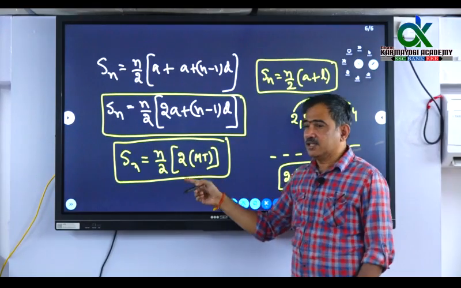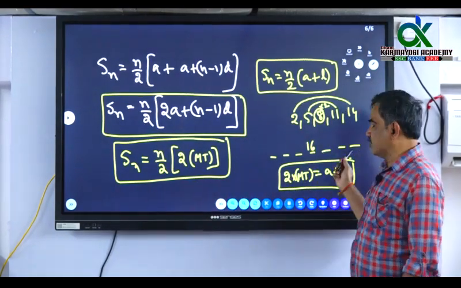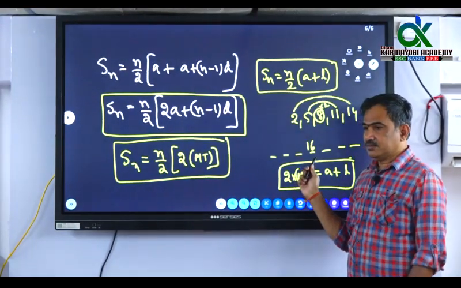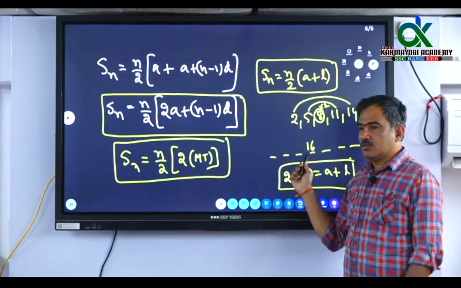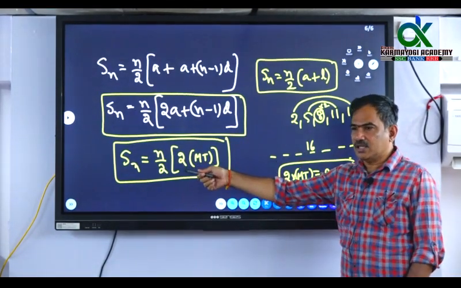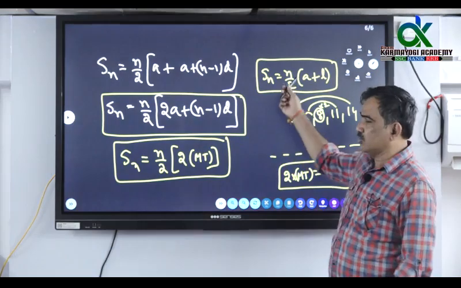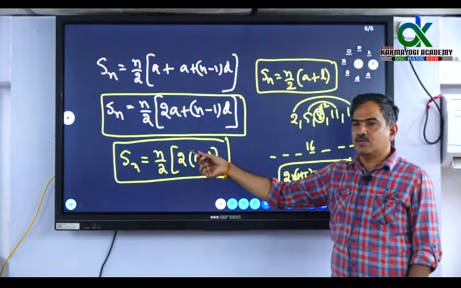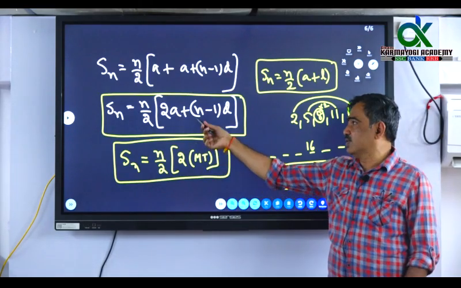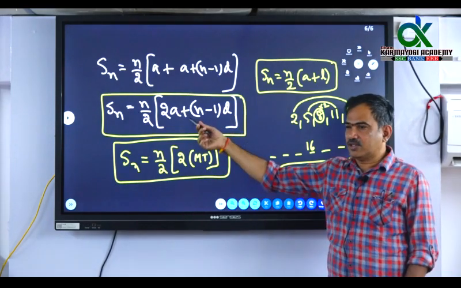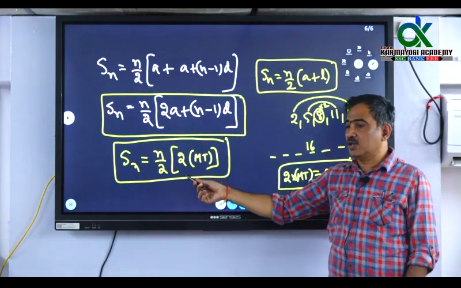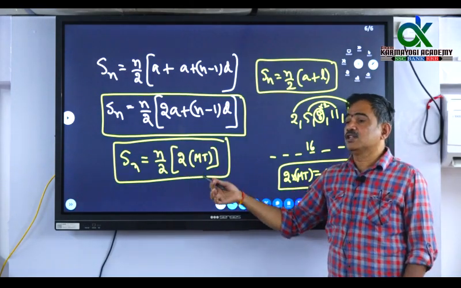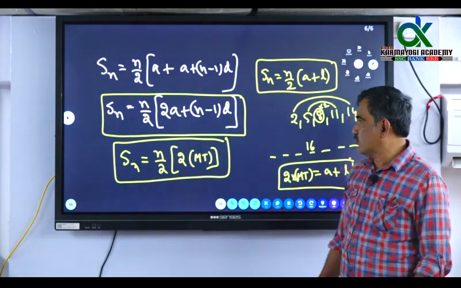ఇది ఎప్పుడు యూస్ చేయాలి? If odd number of terms and middle term given, odd number of terms ఇచ్చి అందులో middle term ఇచ్చి sum of n terms అడిగితే ఈ ఫార్ములా అప్లై చేయాలి. ఇప్పుడు చెప్పండి ఇది ఎప్పుడు యూజ్ చేయాలి? First and last are known. When we use this formula, common difference and first term are known. When we use this formula, middle term value is given.